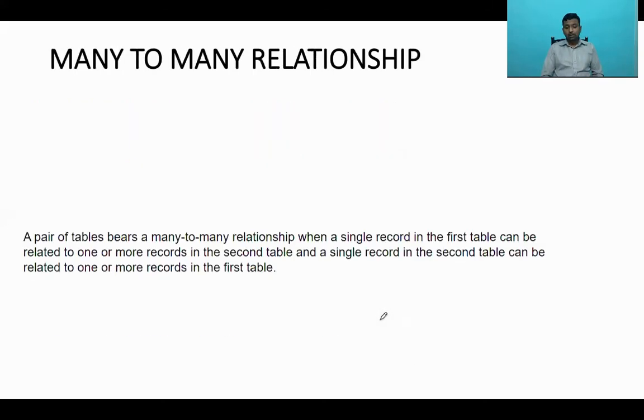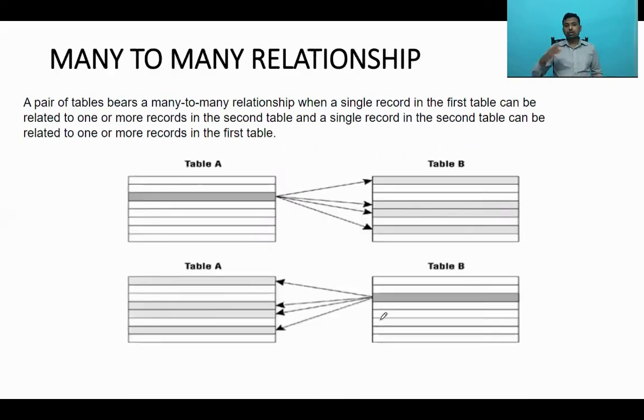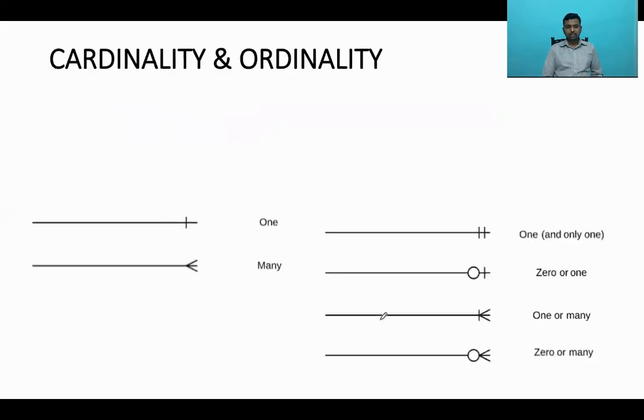Next is the many-to-many relationship. When more than one data is related to more than one data on the other table, and vice versa, one data is getting related with more than one data here. This kind of relationship is called a many-to-many relationship. So we have seen three types of relationship: one-to-one, one-to-many, and many-to-many.